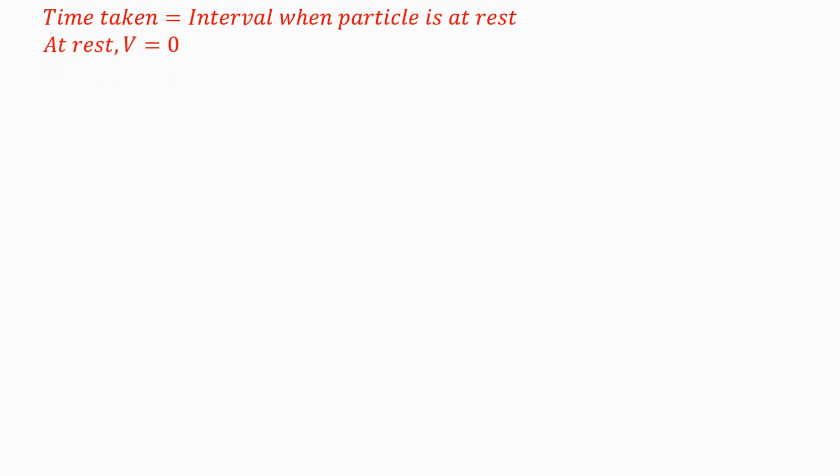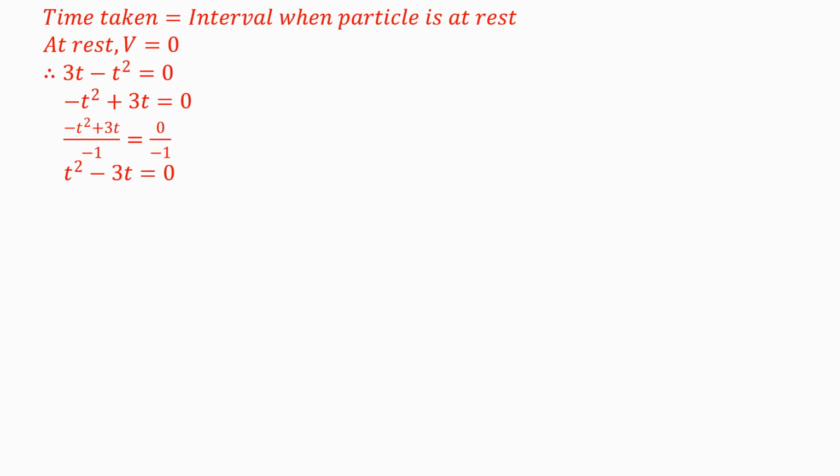So in short, the time taken is equal to the interval when the particle is at rest, and when the particle is at rest, the velocity is 0. So we can equate our equation of v to 0, and therefore we shall have 3t minus t squared is equal to 0. We can rewrite this to have the term with the highest power to begin with. We have negative t squared plus 3t is equal to 0. Then we divide the whole equation by negative 1 in order for t squared to remain without a negative coefficient. So we have t squared minus 3t is equal to 0.